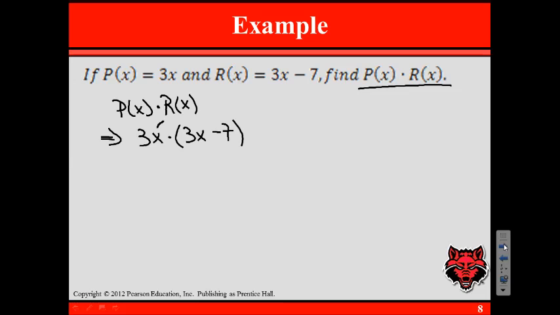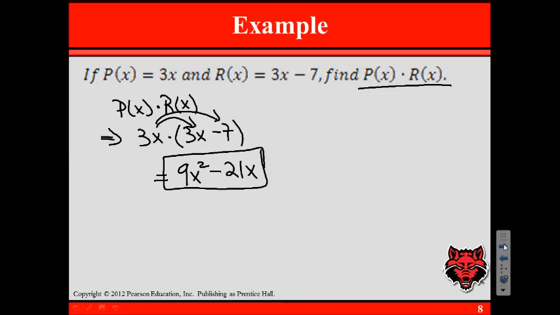In order to simplify, we will distribute the 3x into each term inside parentheses. 3x times 3x is 9x squared. 3x times 7 is 21x. So the simplified product is 9x squared minus 21x.